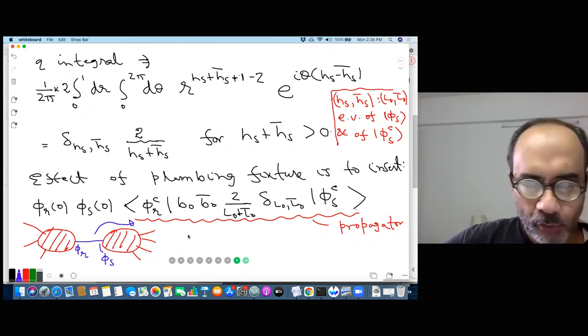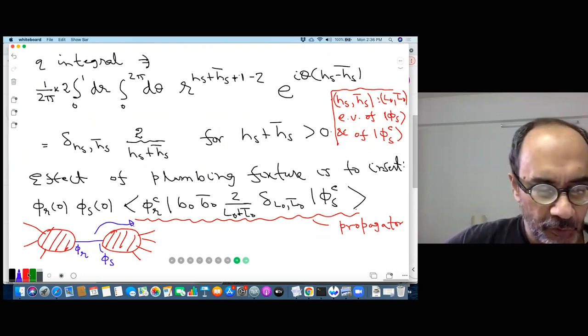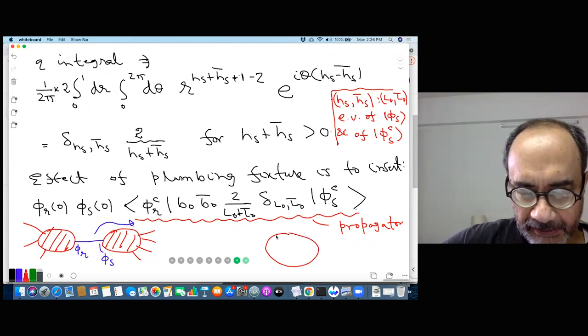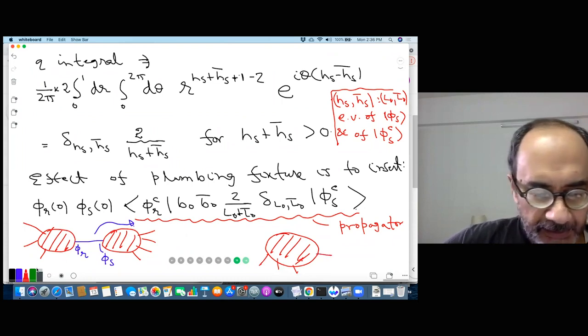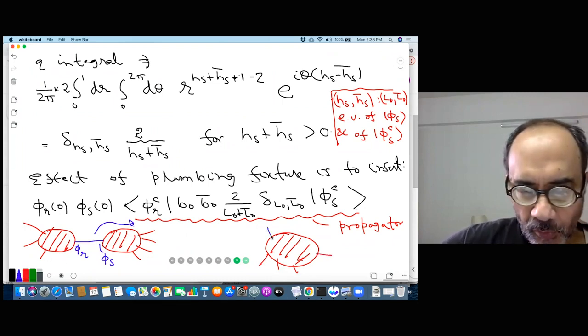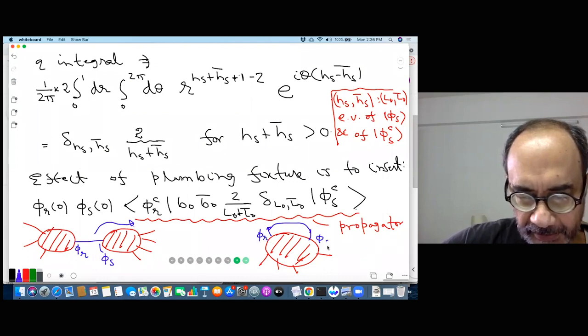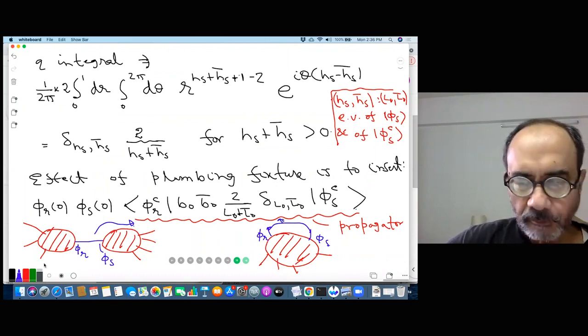The other case where you sew two punctures on the same Riemann surface can also be expressed in a similar way. So here we have external states coming out, and then we have two lines coming out which are joined by this propagator. So here this is our phi r, this is our phi s, and this is the propagator. So the same propagator. Is this analogy clear?